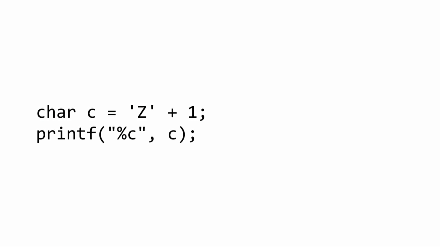If I take the ASCII value corresponding to the letter Z and add 1 to it, I don't get the ASCII value corresponding to capital A. I get something that's outside of the range of all of the capital letters. What I'd really like to happen here is that once I try to shift past the letter Z, I want to wrap around back to the beginning of the alphabet, back to the letter A. But how do I do that?